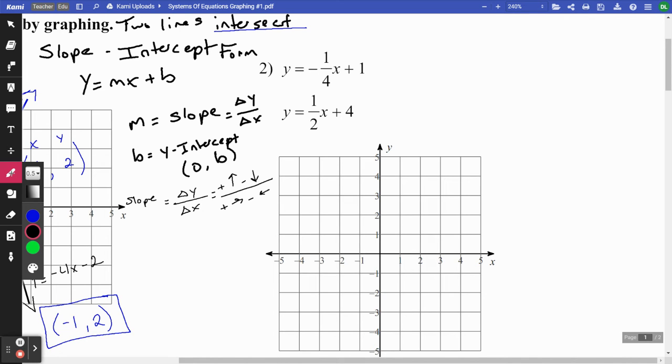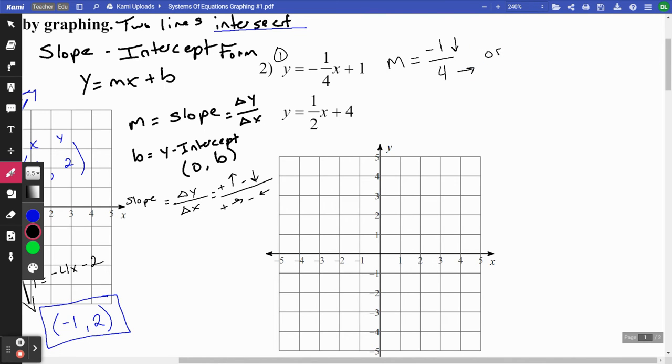For this one, for number 2, our first equation here, I'll use black for that one. What is our slope? Our slope is -1/4, right? It's -1/4, but I got to give the negative to something. I'm not giving it to both because if I gave it to both, it would make it positive, right? So that means I'm going down 1 and to the right 4.